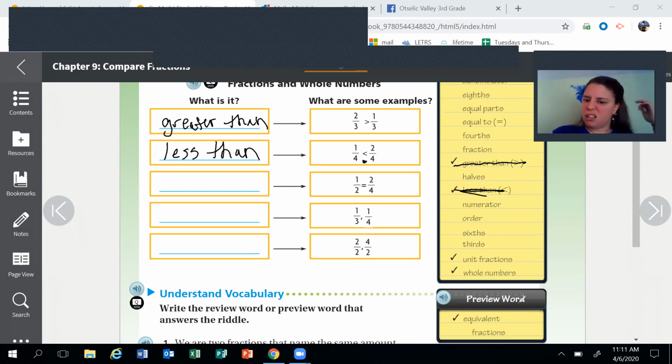That's gonna be unit fractions. Unit fractions always have a what on top. They always have a 1 on top. There's 1, but they're not both 1, so it can't be unit fractions. Whole numbers, 1/2 and 2/4 are not whole numbers. It's part of a number. So it must be the last one, which says equivalent. And we could even tell that because there's an equal sign in the middle, right?